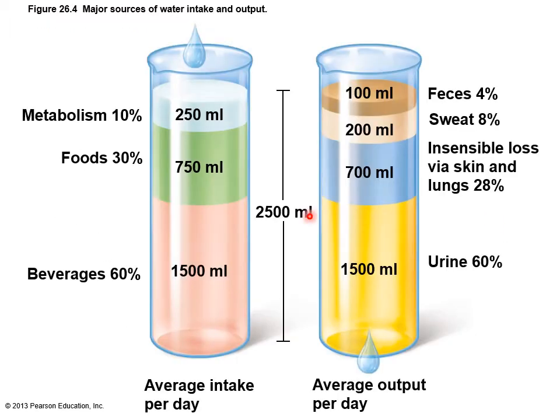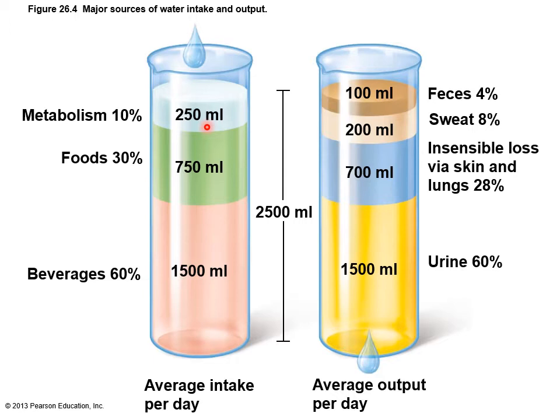Now, these are the major sources of water intake and output. So average intake during the course of a day is about 2,500 milliliters, 2.5 liters. Most of the intake, about 2/3 of it, comes from beverages that you consume. So about 1,500 milliliters comes from the fluid that you take by way of the mouth. Now, food has a lot of water too. So about 750 milliliters comes from the food that you eat. And then this metabolism water, 250 milliliters, comes from the breakdown of glucose.